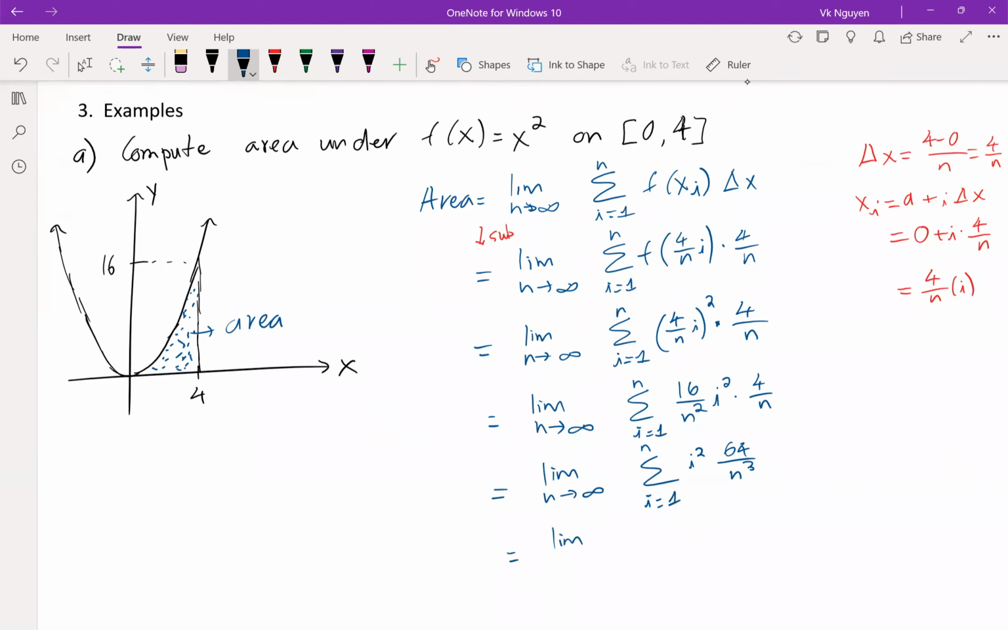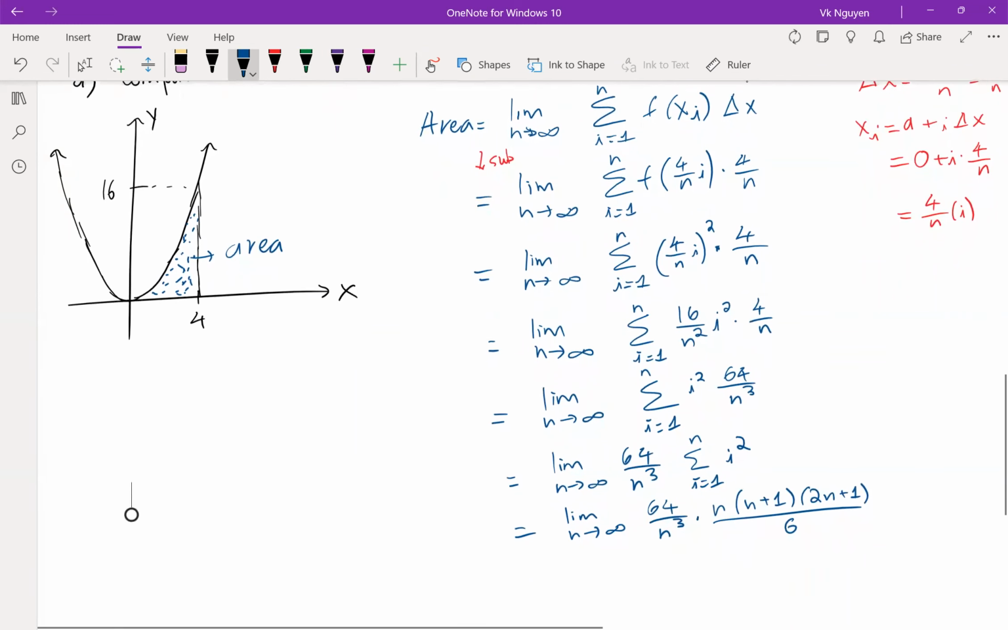So this will be limit n goes to infinity, 64 over n to the power 3, summation i equals 1 to n of i squared. Now we use one of the summation formulas to get limit n goes to infinity, 64 over n to the power 3, multiplied by n times n plus 1 times 2n plus 1 over 6.